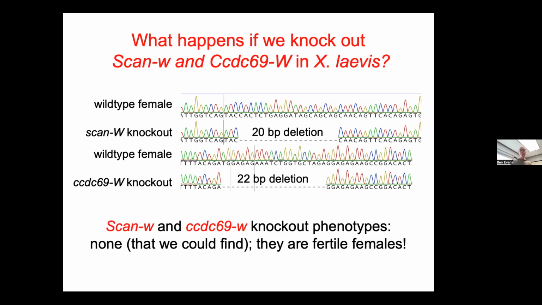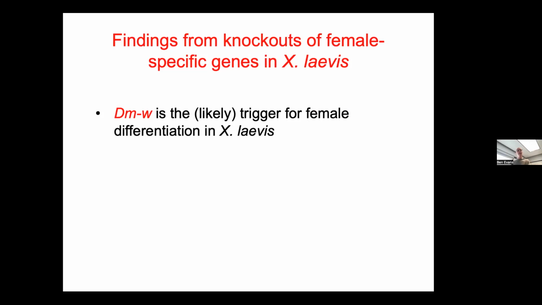Everybody looked happy. And so what this demonstrates to us is that these two genes, although they are female specific, are not necessary for female viability, fertility, or female differentiation. And so our findings from this part of the work suggest that DMW is a likely trigger for female differentiation. This is consistent with other reports by other groups that have suggested this as well. There are some caveats because there could be another female-specific gene that operates upstream of DMW that's not identified, but I think there's a fairly low chance of that being the case.